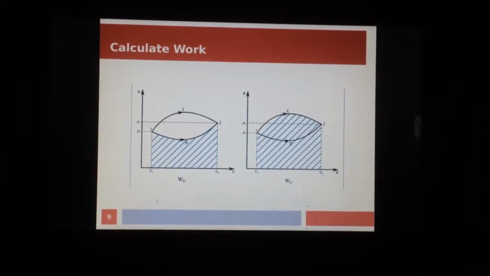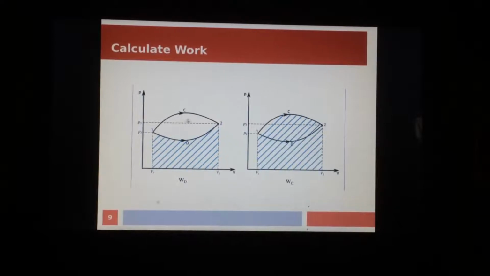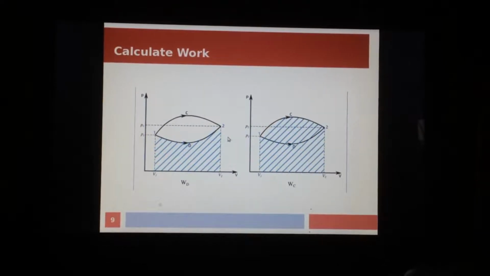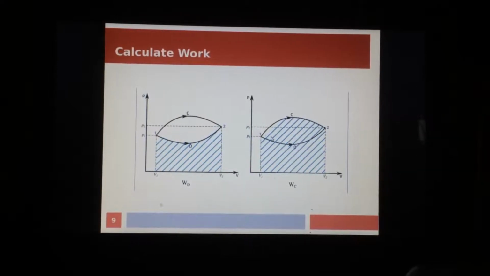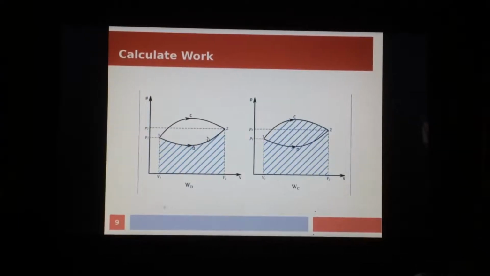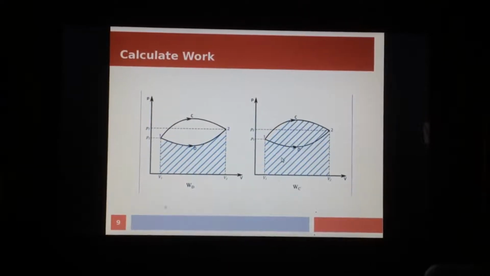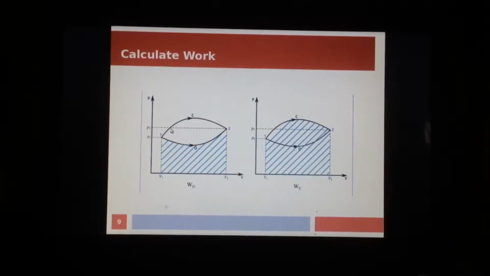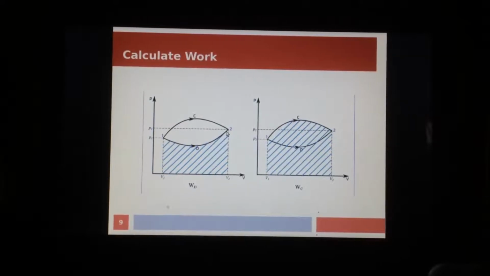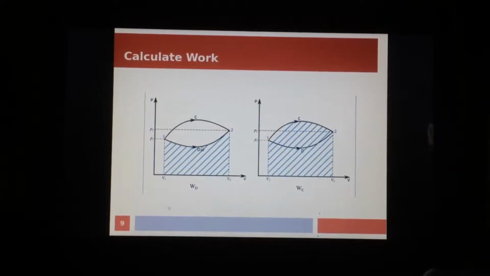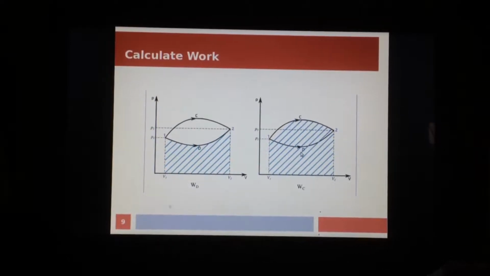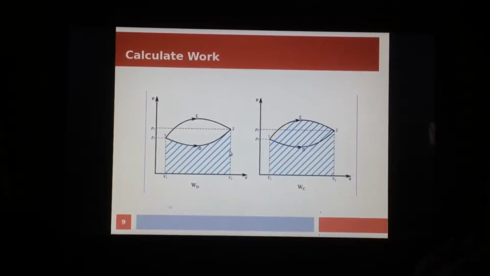Now, if we want to calculate the amount of work for this and for this, if we reach from 1 to 2 through D and if we reach from 1 to 2 through C, it is quite evident from these two diagrams that the area covered under the C path and the area covered under the path across D is quite different. So, these two works done are different.